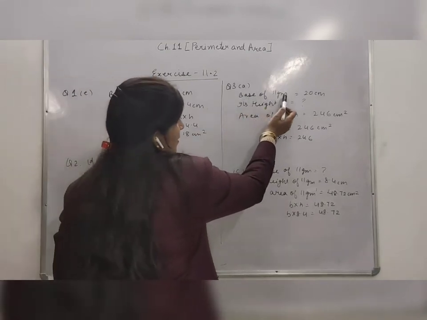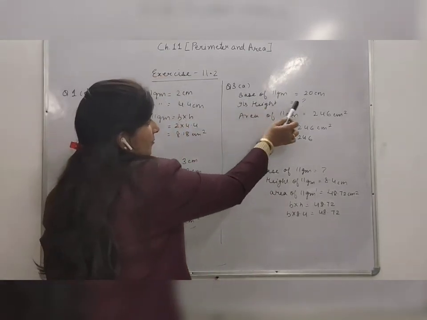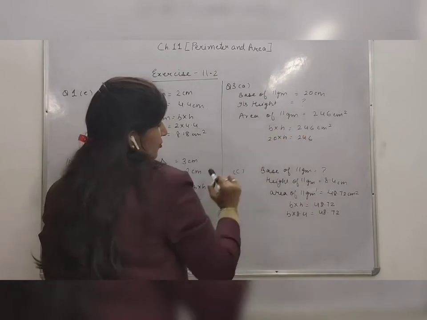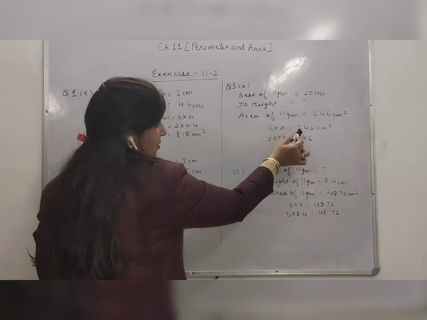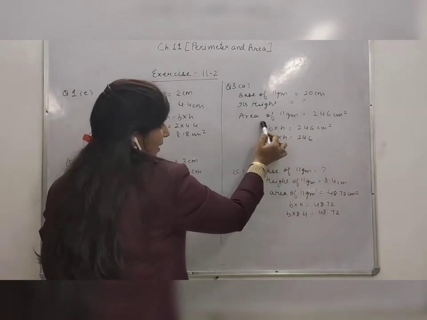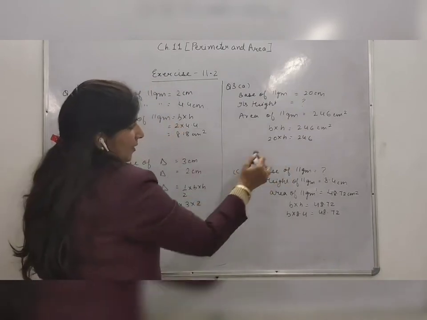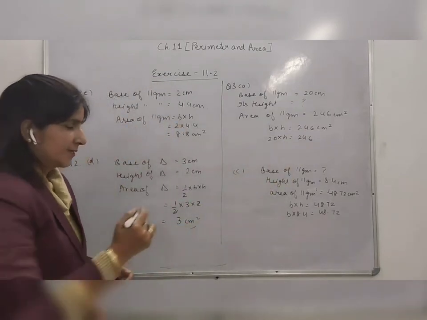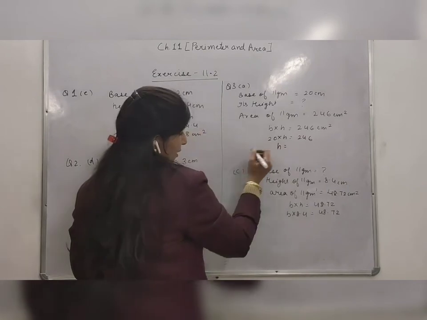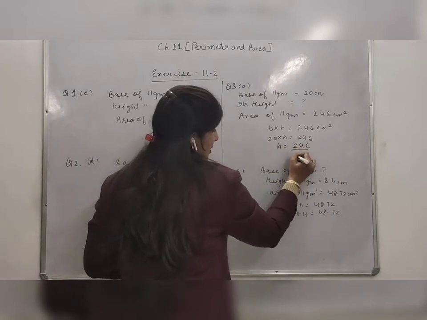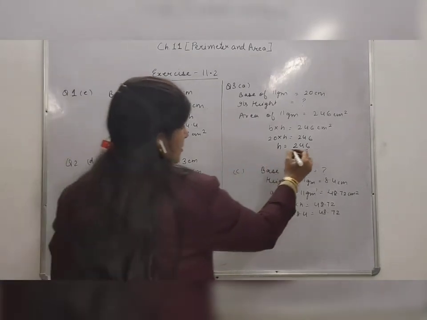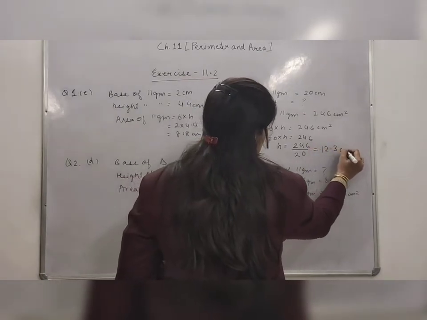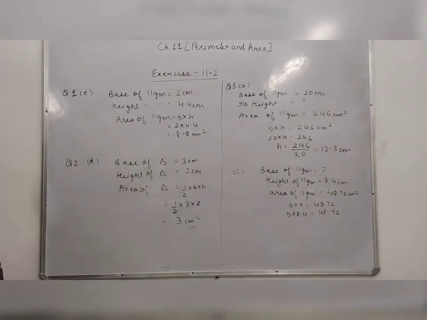Okay, base of the parallelogram is given 20 centimeter. Height we need to find out. Area is given. So area of the parallelogram formula is B into H, that I have written, and then area. Now base value we have put from here, 20 into H, that is 246. Now to calculate the H, 246 divided by 20 will come. Okay. Now after solving this we will get the result. 12.3 centimeter will be the height.